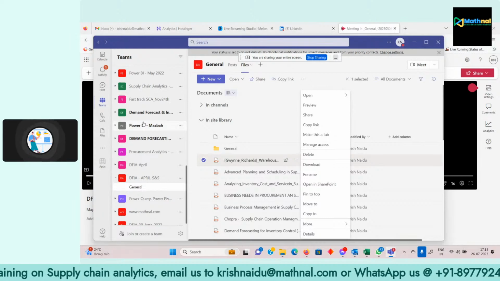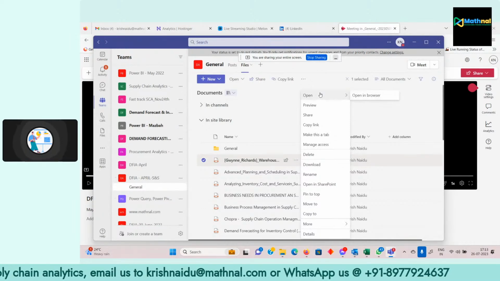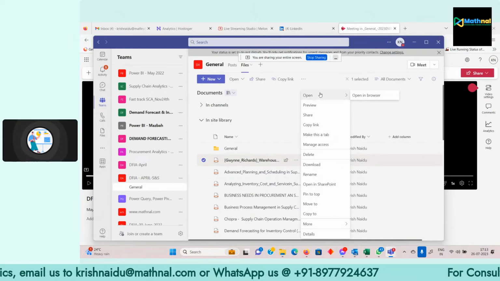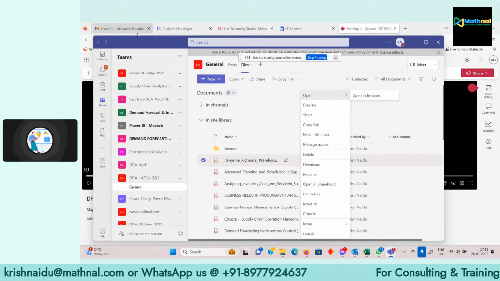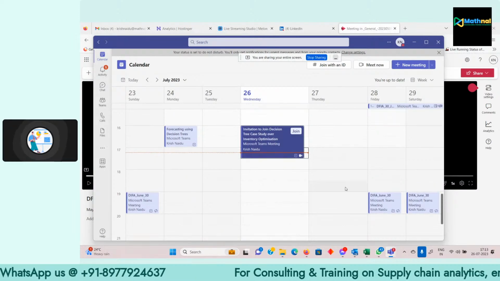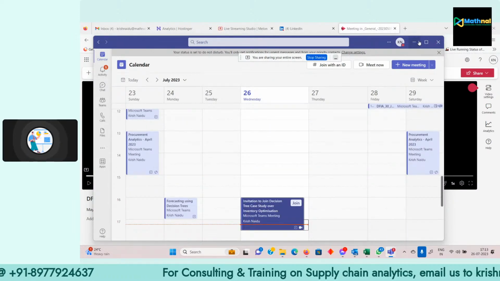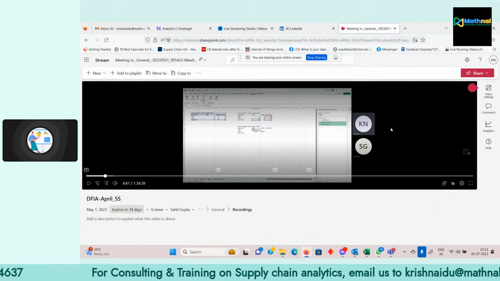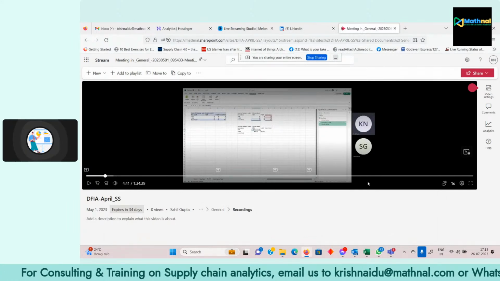And this is a portal. Once a person registers, we create the access, and you'll get meeting invites on your email for all the sessions. This is how the process works.